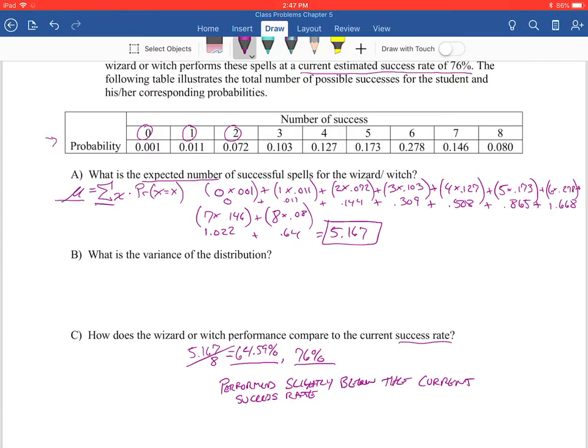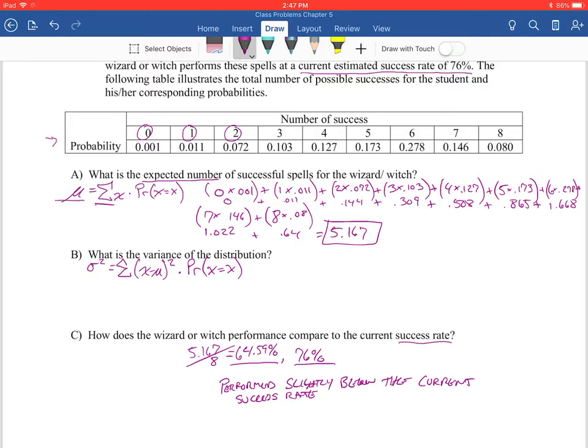All right, and then part B, which will be the last part of the video. So we want to find what is the variance of the distribution. In order to find variance here, our formula is sigma squared equals the sum of x minus mu squared times the probability of X equaling x. And this is a pretty big, long, fancy formula to find the variance when we're dealing with probabilities, but it's fairly straightforward.